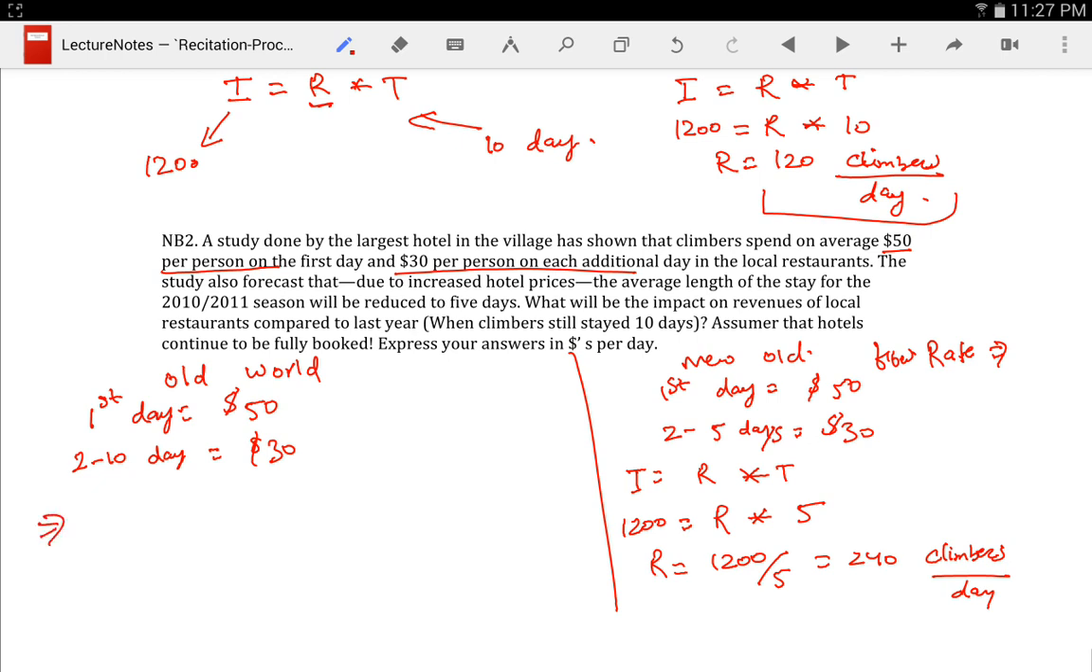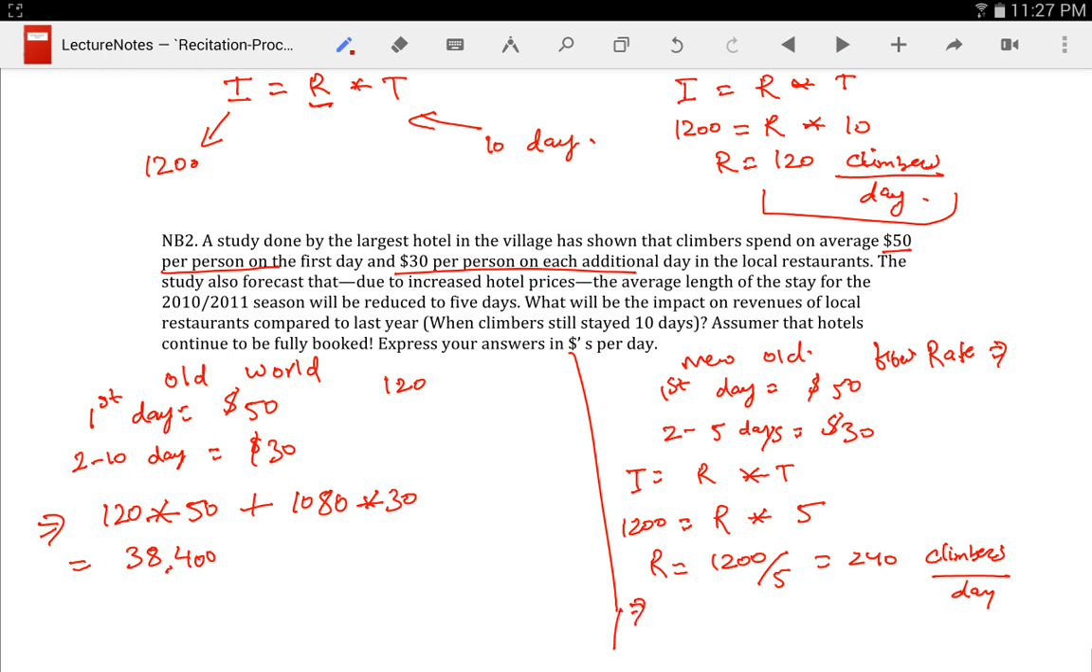So in the old world, 120 climbers arrive as the new climbers for the day. For 120 people, this is their first day, so they spend 120 multiplied by 50, and the remaining 1,080 people, 1,200 minus 120, spend $30. So altogether, they spend $38,400.